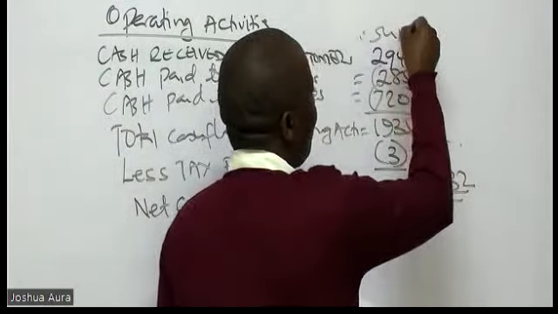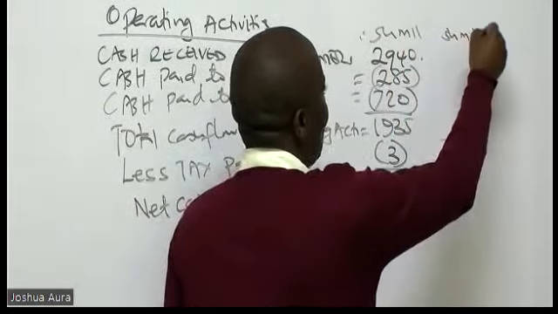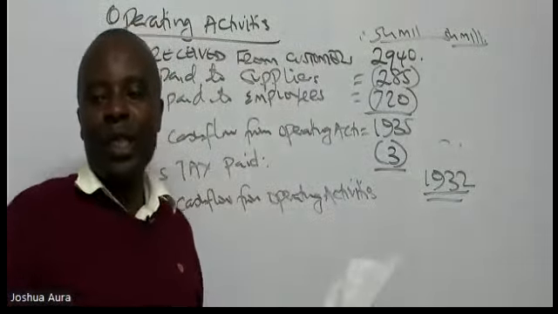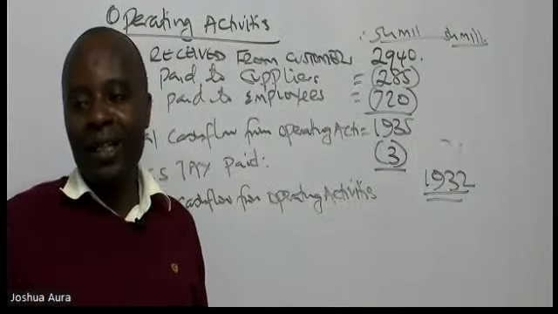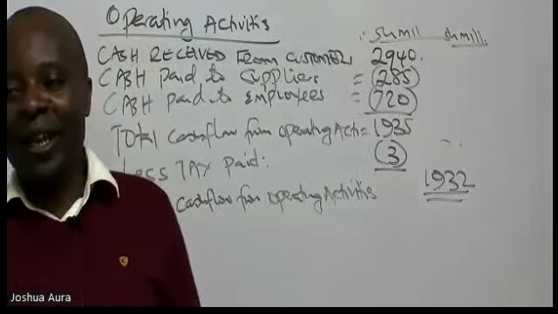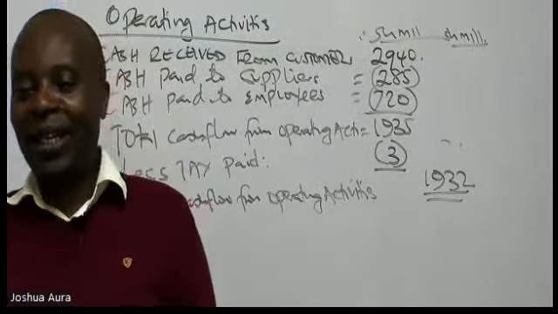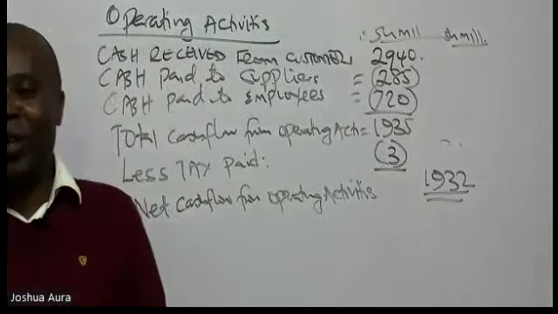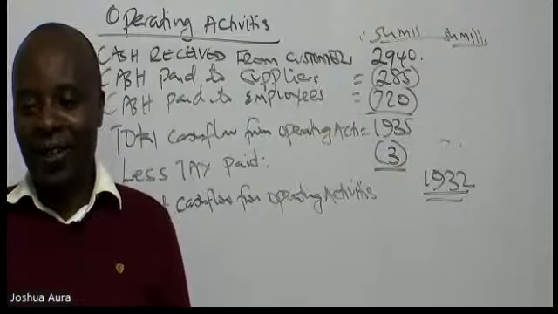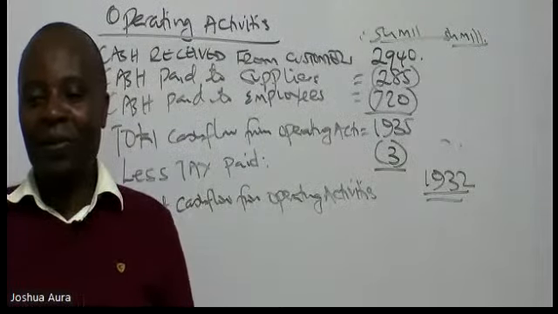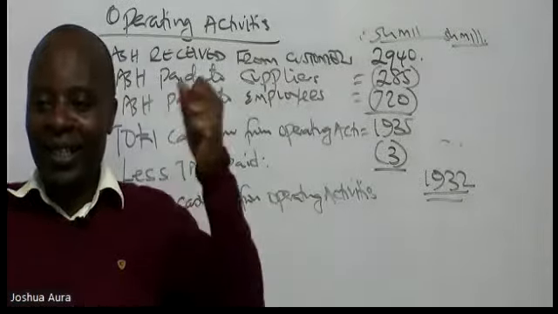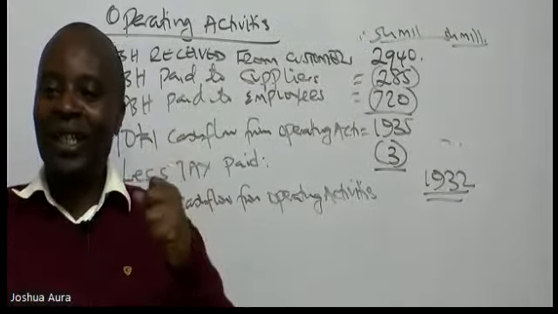Of course we have shillings millions here and shillings millions there. 1932. So is this figure familiar? Is it familiar? Great, very familiar. Great. Thank you very much. I'll work hard, Eric, to reach there.